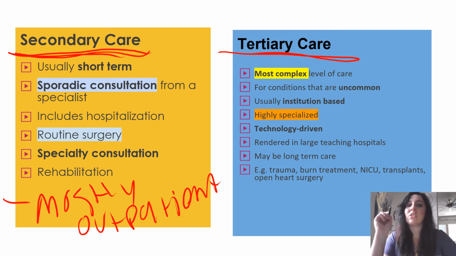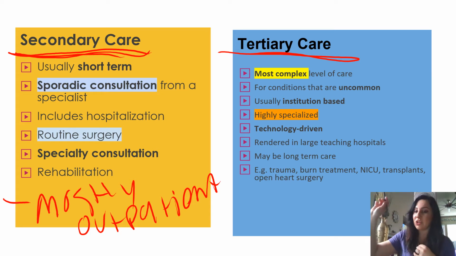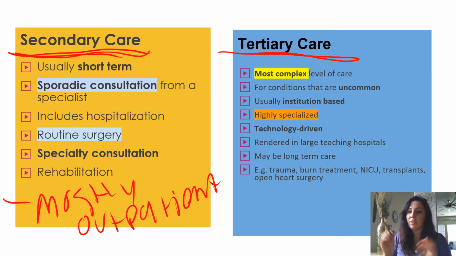Okay, so next, tertiary care. This is the most complex level of care. This is the least common of all the different types of care you're ever going to require. A lot of us will probably never even reach that point where we require tertiary care, because it's a lot more rare. Probably only about 5 to 10% of all the care that we require as human beings will be tertiary. 75 to 80% of all the care that we will ever require in our life is primary.